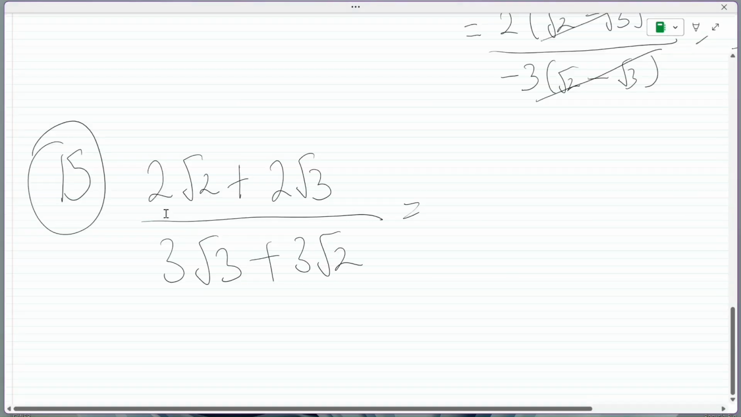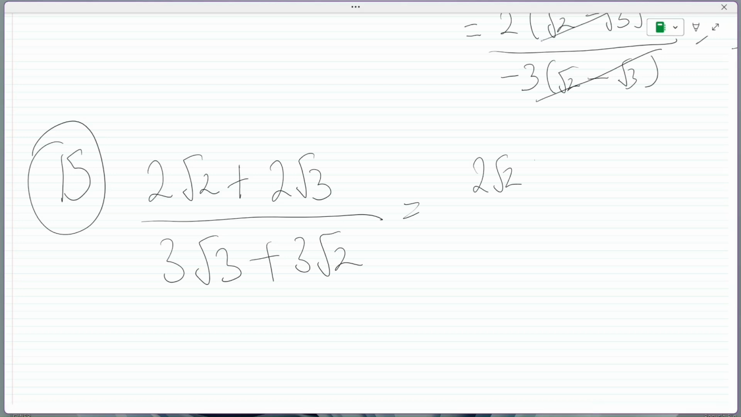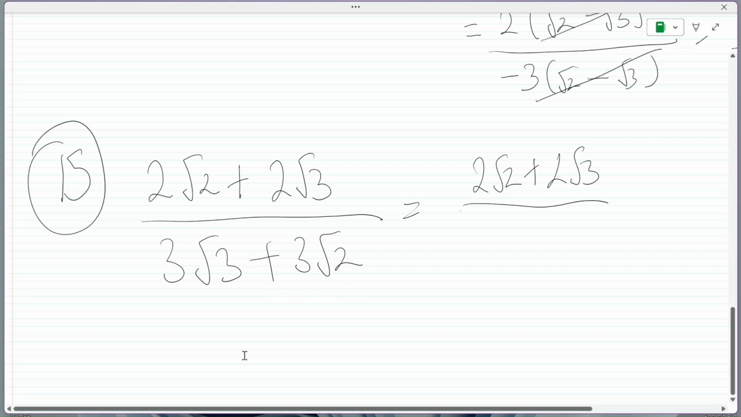Final answer. What if you have 2 root 2 plus 2 root 3 over 3 root 3 plus 3 root 2? You can choose to arrange it first to make sure the root 2's are in front, or you can factorize, then you rearrange. Let's just do it this second way. So you have 2 root 2 plus 2 root 3 over, we take this 3 root 2 first. 3 root 2, since it has a positive, you don't need to write plus 3 root 2. Leaving it empty is still the same thing as plus 3 root 2.